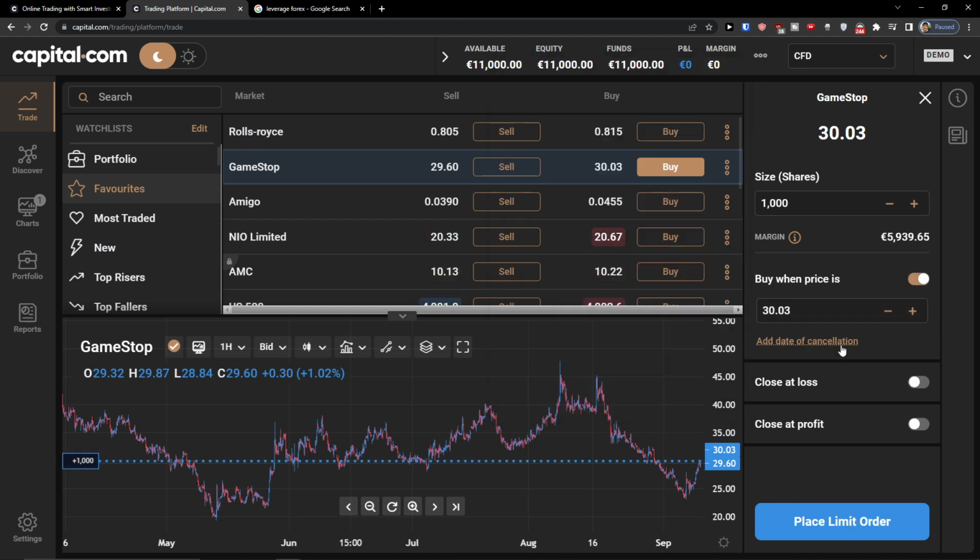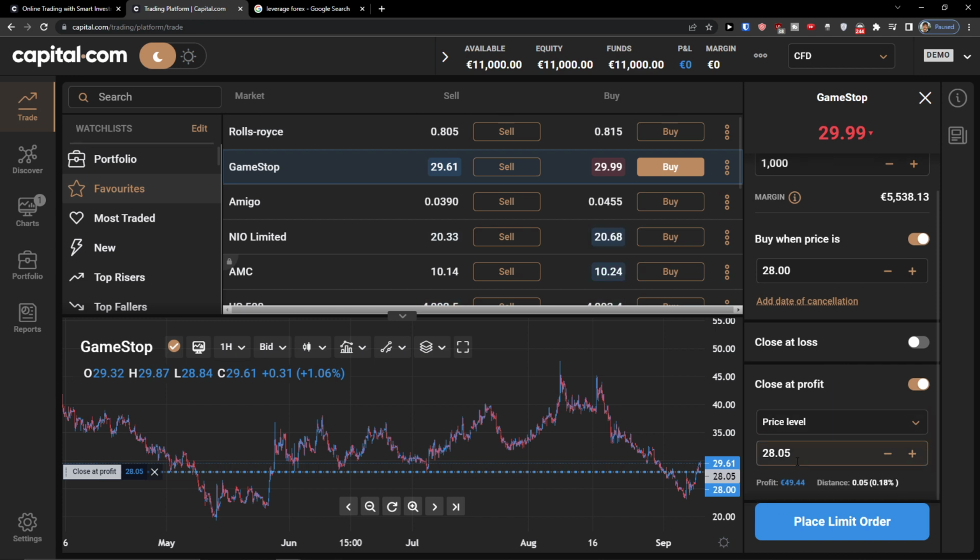I'm going to buy when the price right now is, let's say, 30.3. So let's say I'm going to buy it at 28. Okay, and close at profit 30, right? And as you can see, I would have 2,000 profit, which is like goddamn.